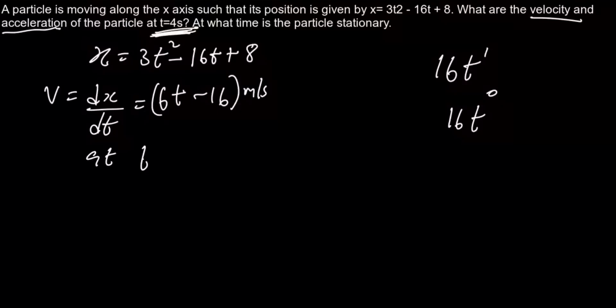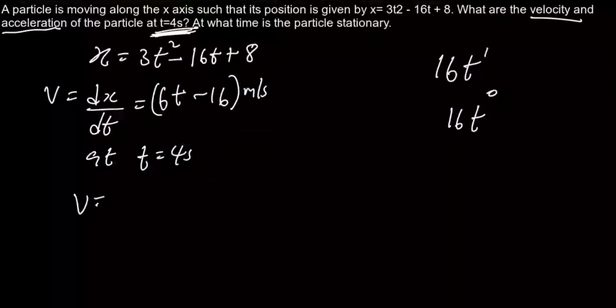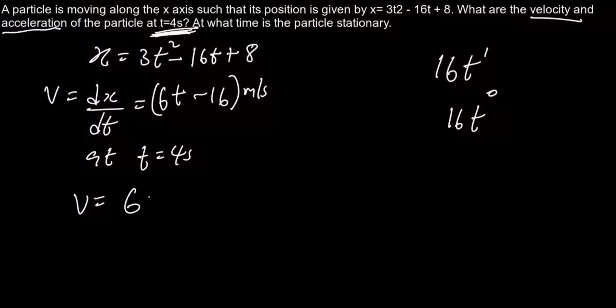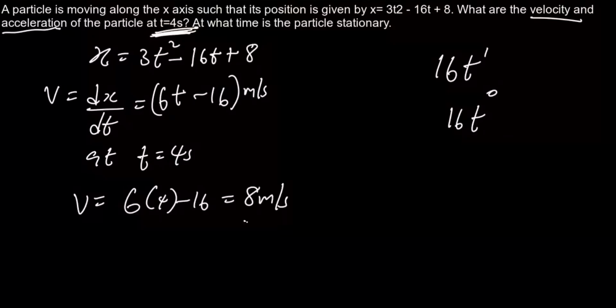Now, at t equal to 4 seconds, my velocity will be equal to what? Anywhere you see t, you put 4. So 6 times 4 is 24, minus 16 will give me 8. So I have 8 meters per second.